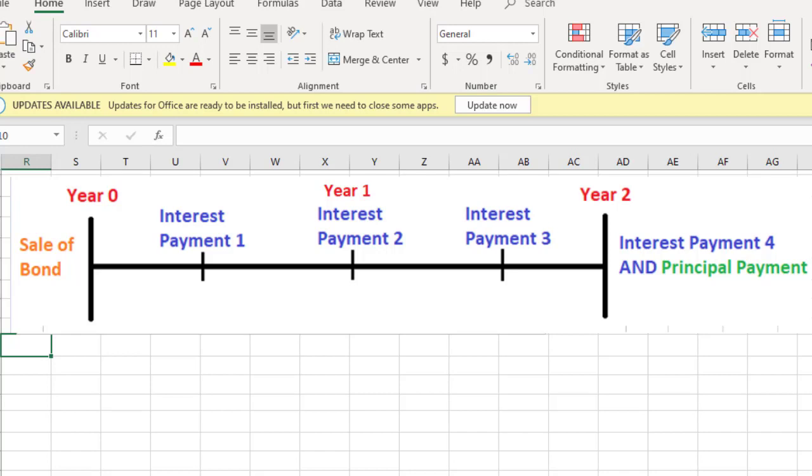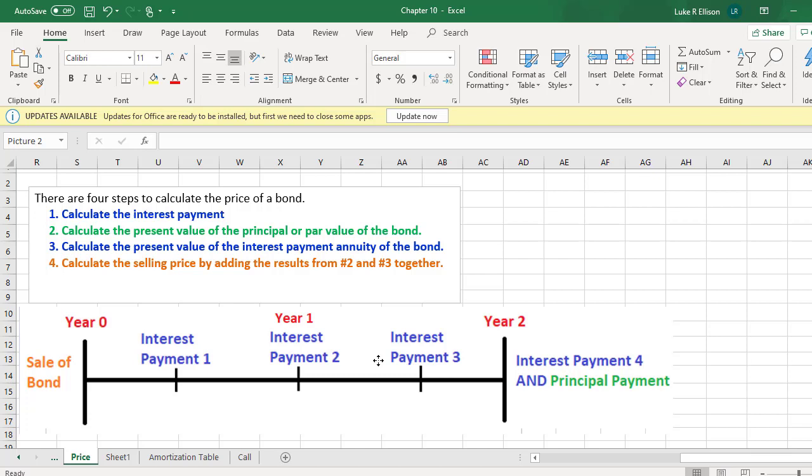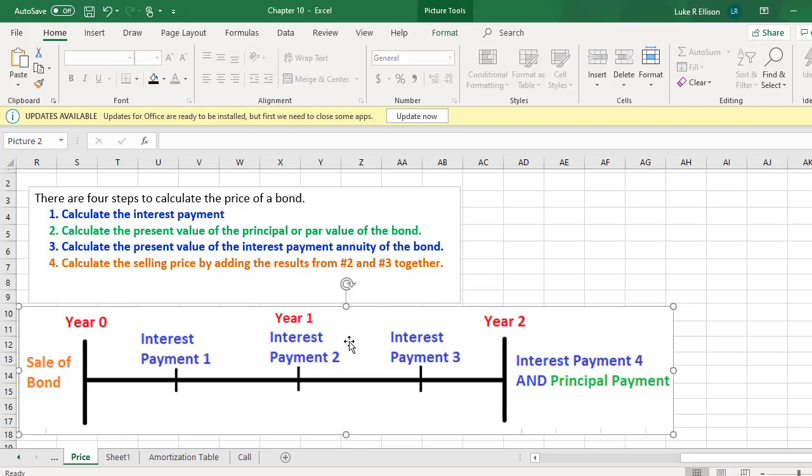Finally, there's a par value or principal payment at the end of the life of the bond, which we see here in green as principal payment. The amount is usually a little bit more or a little bit less than the selling price, which depends on the interest rates. So there are 4 steps to calculating the price of a bond, which I've tried to color code here with the picture to make it a little bit easier for you.